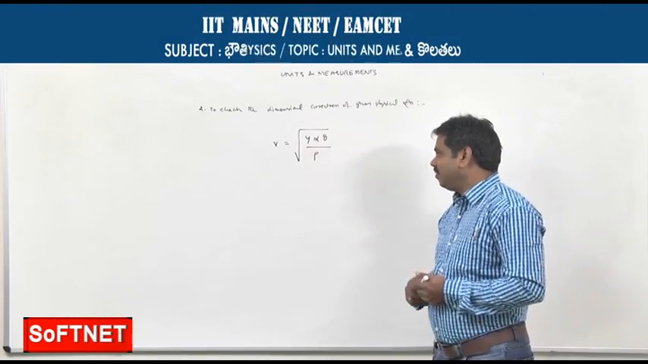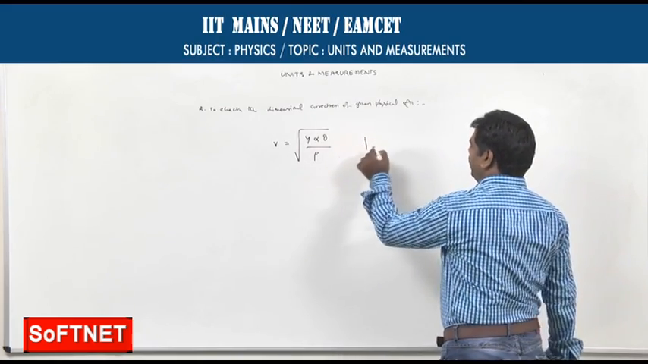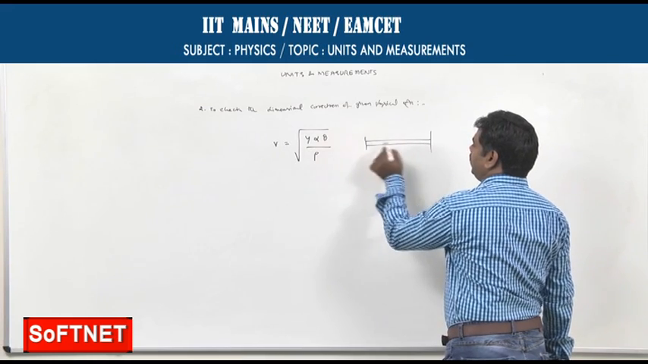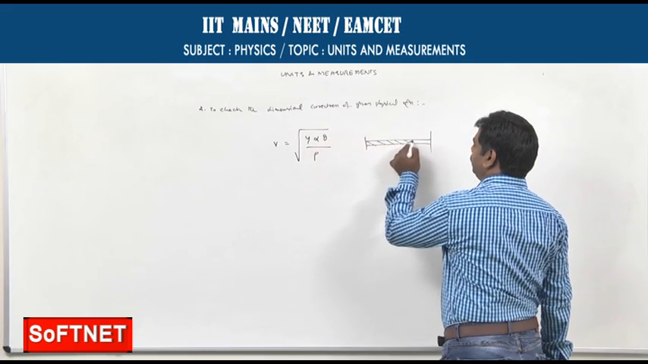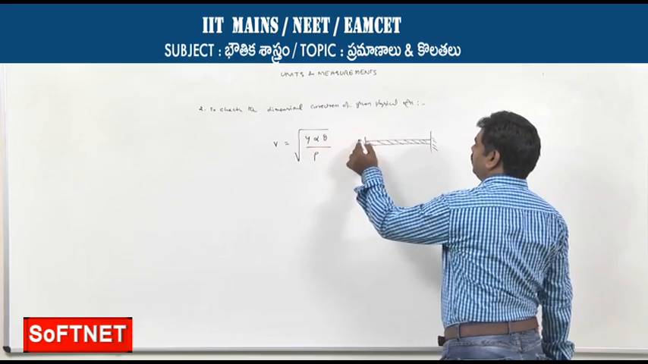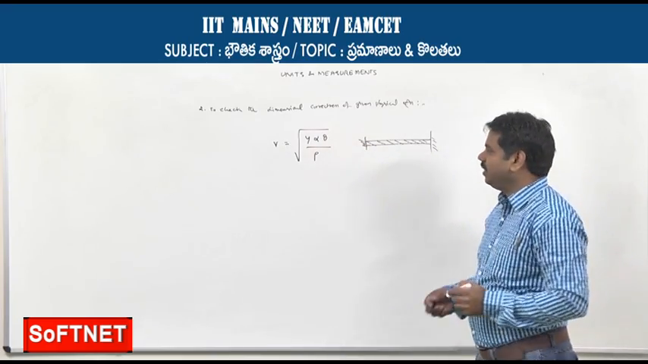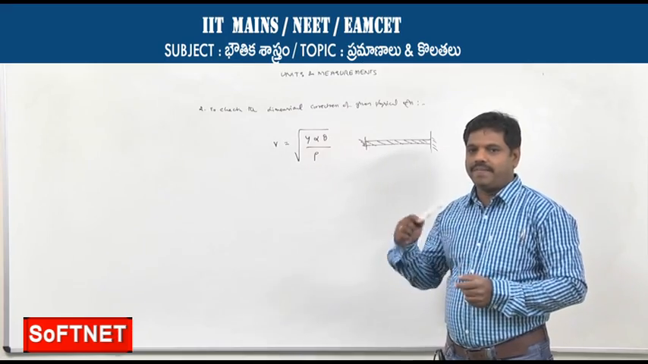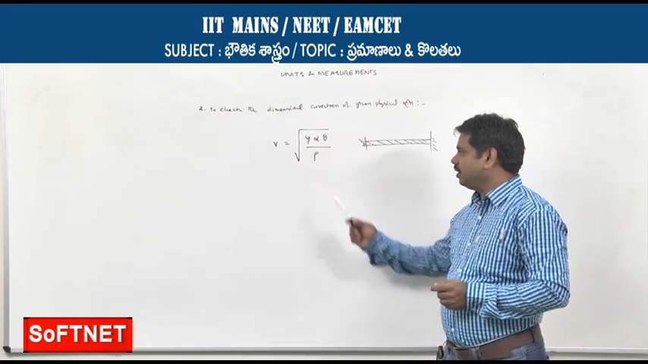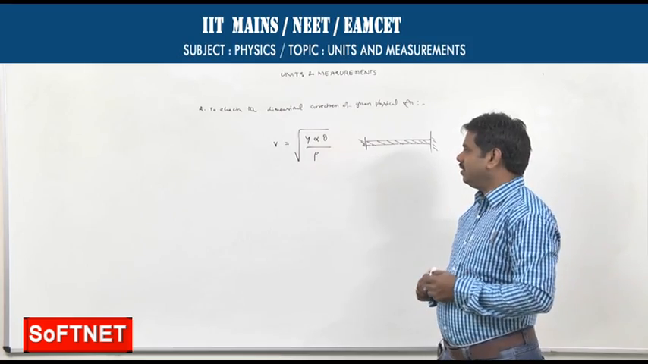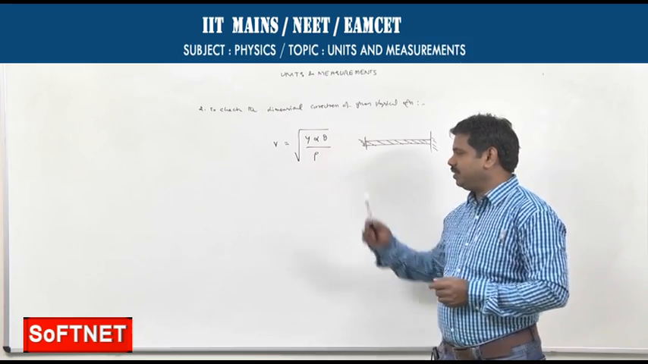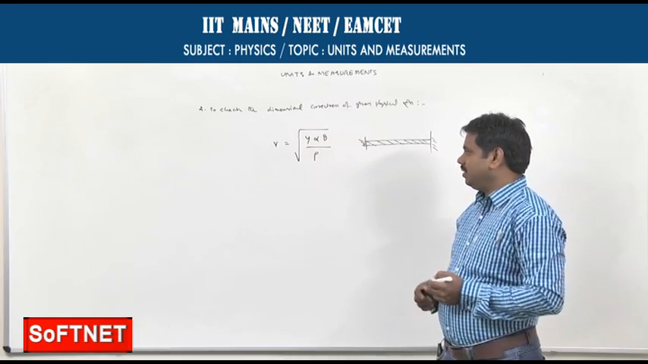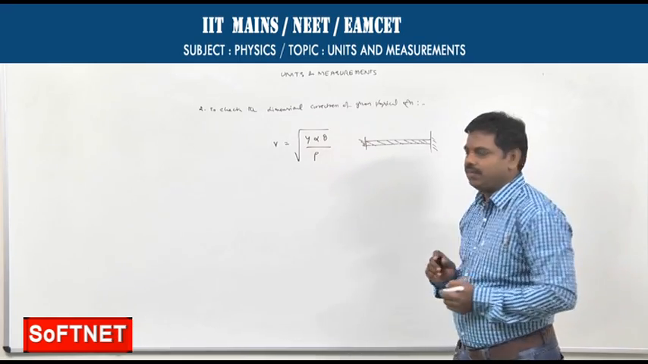This is the velocity of the transverse wave in a steel bar. Here Y is equal to Young's modulus, alpha is equal to the coefficient of linear expansion of the steel bar, theta is equal to the difference of the temperature, rho is equal to the density of the steel bar. Let us see whether this equation is dimensionally correct or not.